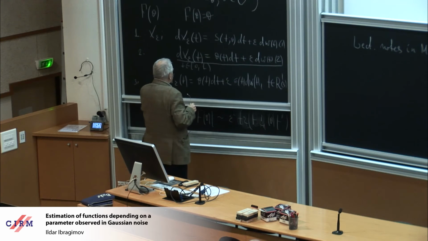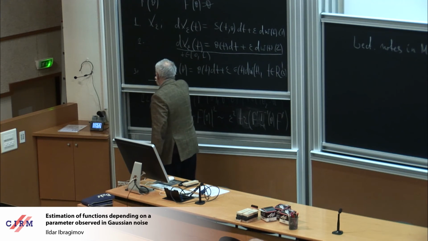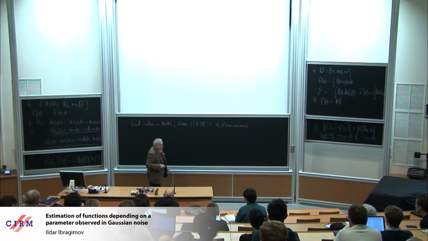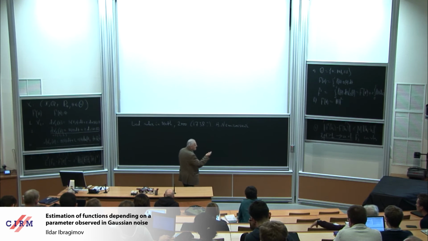So from now, I will consider only problem 3. And I would like to show you at first that in some very interesting cases, the Kolmogorov diameters dn of theta will not go to 0.